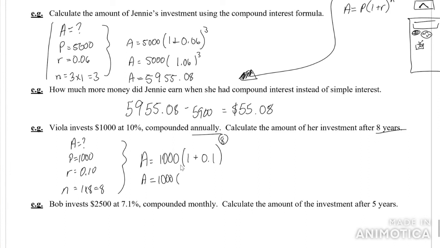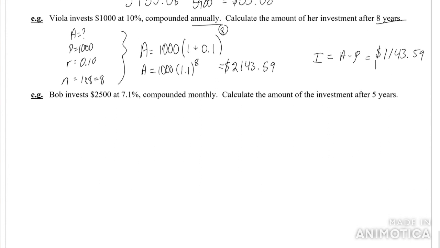1,000 times 1.1 to the power 8. So this gives us a value of $2,143.59. So already more than double. If we want to calculate interest, it's A minus P. So this gives me a value of $1,143.59. So she's earned over double in just over 8 years.